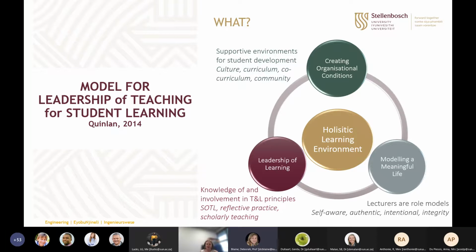And then the third aspect is the leadership of learning. For creating this holistic learning environment, here you want our classes and our teaching and learning environment to be based on the knowledge of and involvement in fundamental principles or the scholarship of teaching and learning. So this means that we're engaging in reflective practice, we're doing scholarly teaching as well. And all of this goes to creating a learning space where our students can thrive. So that's the what aspect.